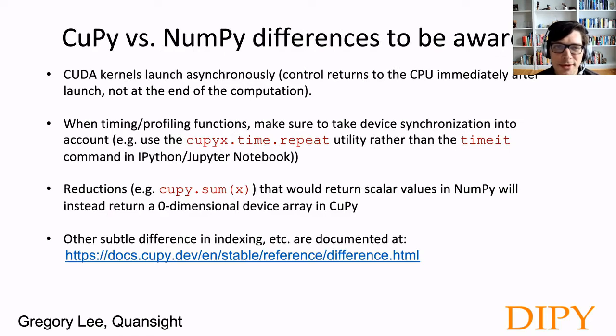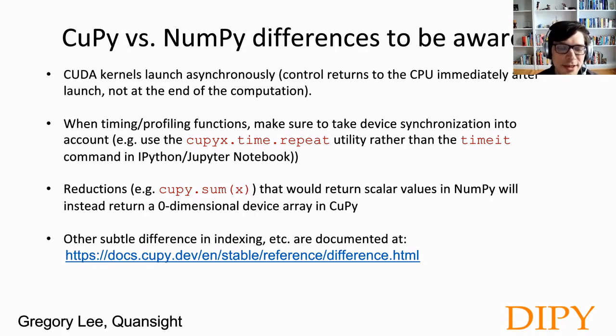So some differences between CuPy and NumPy to be aware of. CUDA kernels launch asynchronously, so you'll have control returned to the CPU immediately after you call the computation. It's not something you generally have to worry about too much in terms of explicitly calling synchronization and so forth when you're using this on the Python side. But if you're trying to time functions, you may not get an accurate measure if you don't take that into account. So there is a utility like this repeat function available in CuPy that will help you with that.